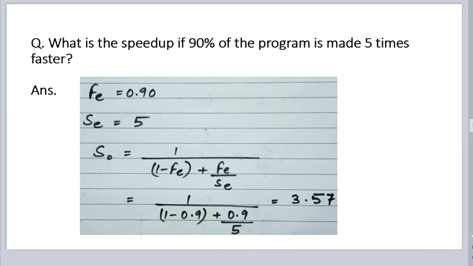So here we have a question: what is the speedup if 90% of the program is made 5 times faster? Since 90% of the program is made enhanced, we have FE equal to 0.90, and since the enhanced system is 5 times faster, our speedup enhanced is 5. So overall speedup came out to be 3.57.